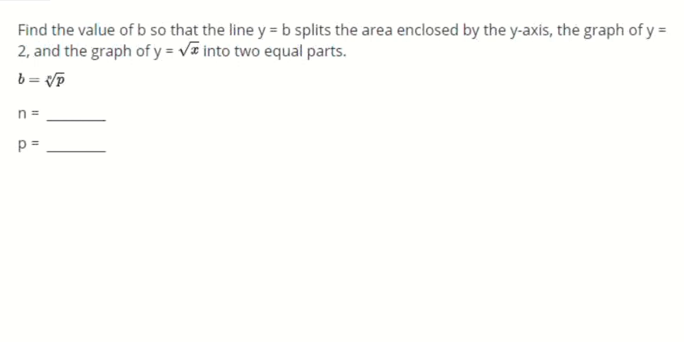Right, this one is much more algebraic. Find the value of b so that the line y equals b splits the area enclosed by the y-axis, y equals 2, and y equals square root of x. All right, I can do that. First step is going to be to draw a picture, though. y equals square root x looks like that. We'll say y equals 2 is right there.